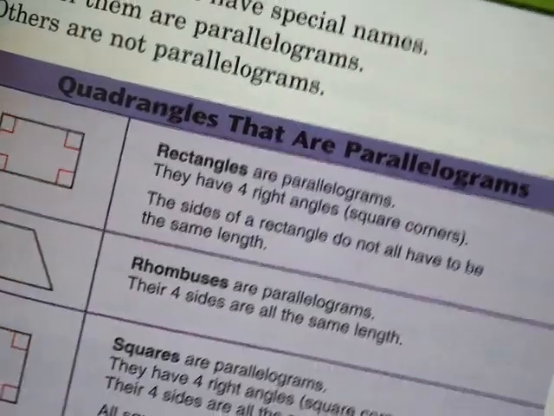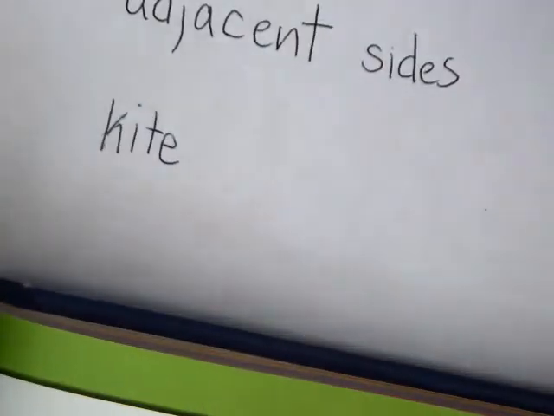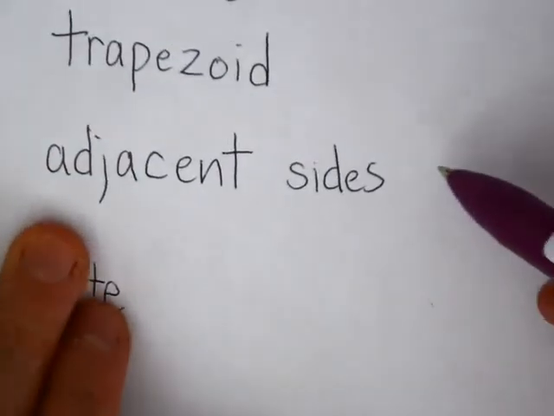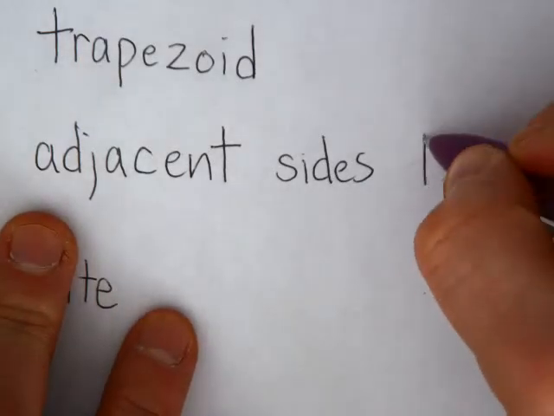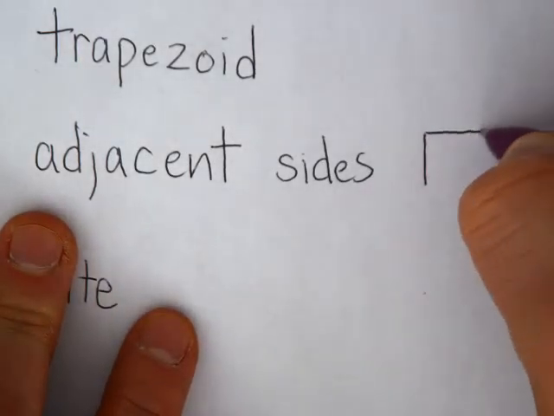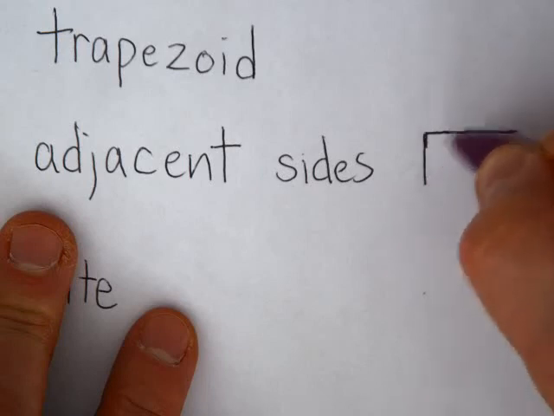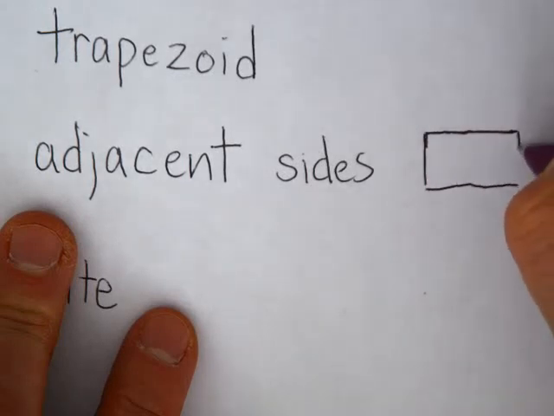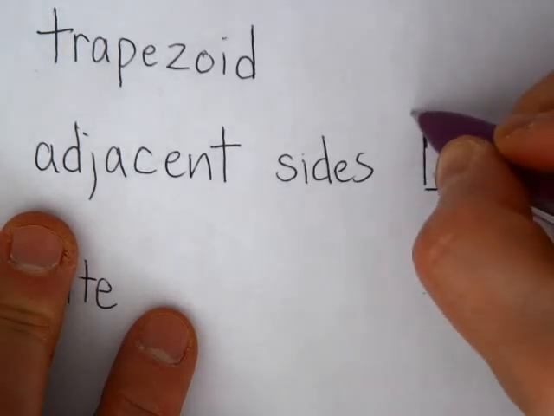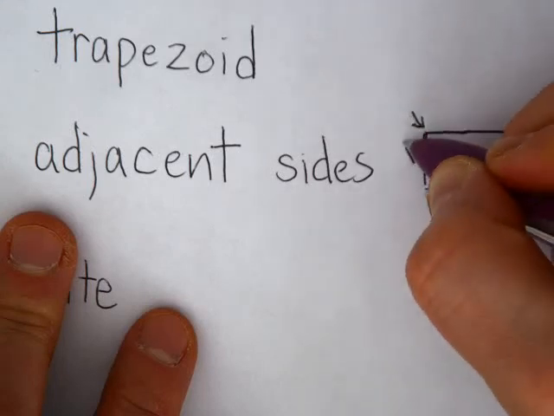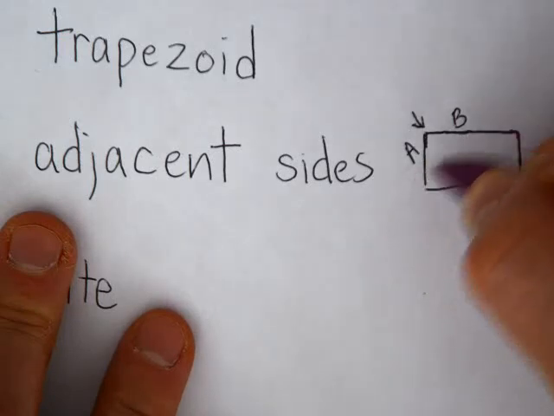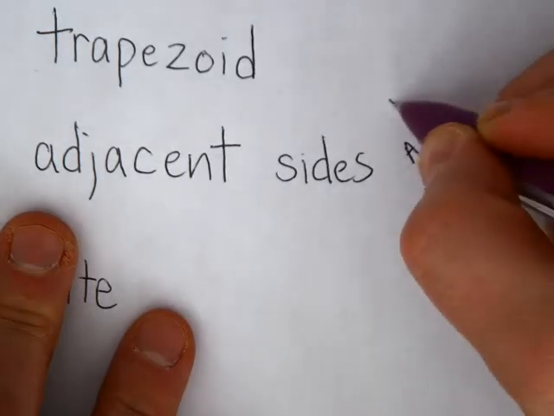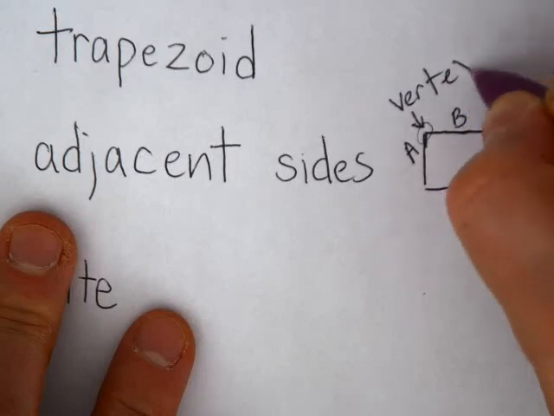Next we have what we call adjacent sides. Adjacent sides are basically sides that are next to each other. If I were to draw a picture here of adjacent sides, these 2 sides are going to be adjacent, and they meet at the vertex, or the corner. If I make this side A and this side B, side A and side B are adjacent because they're next to each other and they have a corner or a vertex in between them.